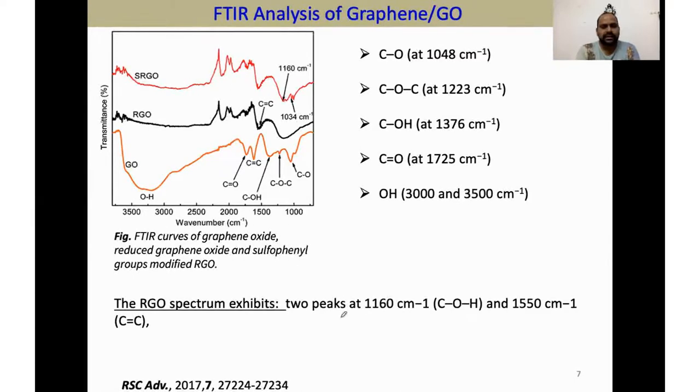So what we can say, the two peaks at 1160 centimeter inverse (C-OH) and 1550 centimeter inverse (C=C) are there in the case of the RGO spectrum, and this suggests that GO has been effectively reduced, because all other peaks disappear. So by doing this kind of analysis, we can get an idea about whether our material is reduced. If we are having any process of reduction of graphene or oxidation of graphene, that can be clearly identified.